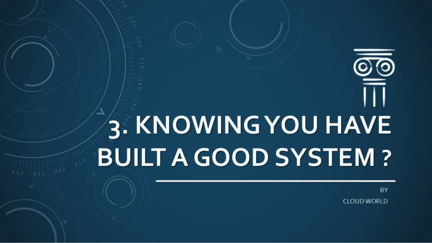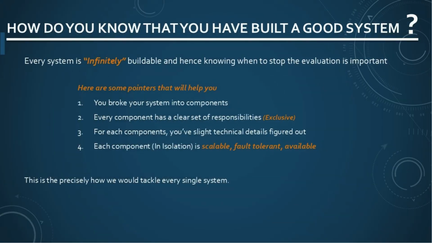Every system is, quote unquote, infinitely bait-able because you can keep on adding features, keep on adding components, keep on adding stuff to it and just keep on growing it. Right? But how do you know that this is where I need to stop? How do you know that you have built a good system?